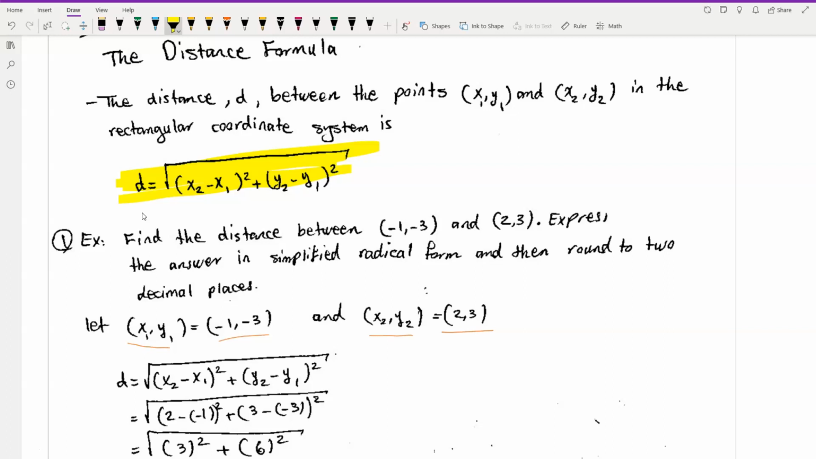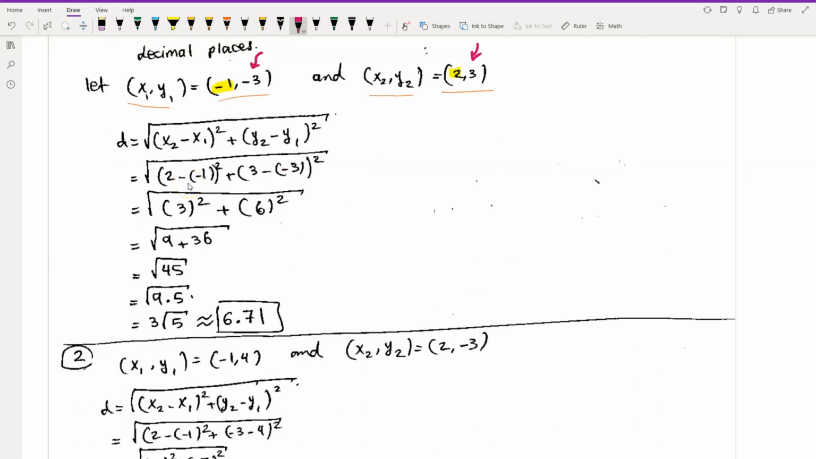So x2 is 2 and x1 is -1. Subtract these two and square, plus y2 is 3 and y1 is -3. Subtract these two and then square. So we have 2 minus -1, and negative times negative is positive, so 2 plus 1 is 3, and 3 squared is 9. For this one, negative times negative is positive, so 3 plus 3 is 6, and 6 squared is 36.